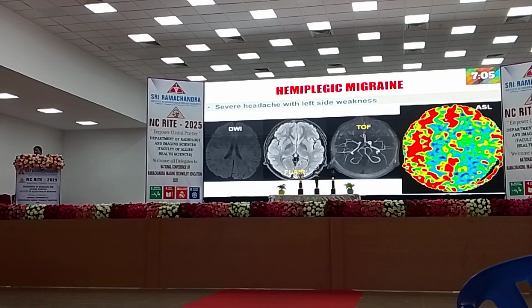So in hemiplegic migraine, you can see here that the diffusion-weighted image is also normal. The ASL is negative, but it shows hyperperfusion.